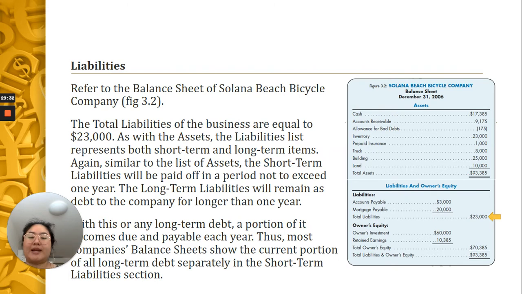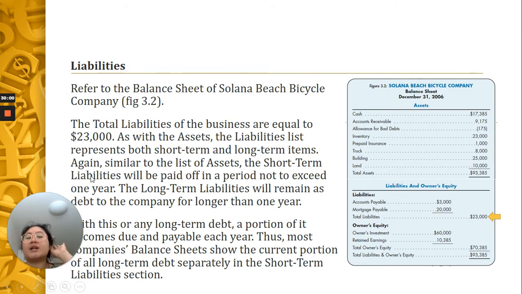As with assets, the liability list also represents short-term and long-term items. Similar to the list of assets, short-term liability will be paid off in a period not to exceed 1 year. But long-term liability will remain as debt to the company for longer than 1 year. So the due dates also differ by 1 year.